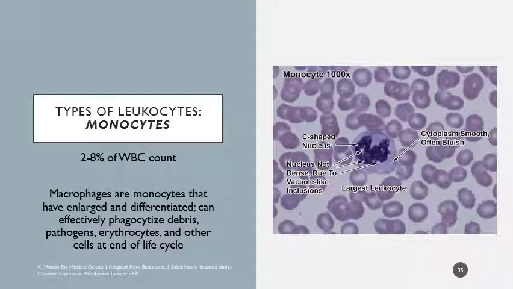There's also these monocytes. Remember, if you think back to the hematopoietic lineages, these were a different lineage. These are about 2 to 8% of the white blood cells, so they are precursors to macrophages. So they are really important for having this ready access of phagocytotic cells. They're responsible for engulfing and breaking down debris, pathogens, old erythrocytes, and other cells at the end of the life cycle.